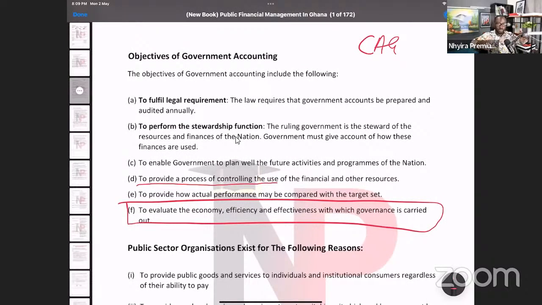Okay, the reason we want to prepare financial statements, the reason why we want to keep records using the GIFMIS, the reason why we are doing budgeting, the reason why we do budget variance analysis, the reason why we do all of those things is to fulfill the legal requirements, to perform the stewardship function, to plan for the future, to control the resources of government, and most importantly, to be able to evaluate value for money, to ensure that resources are obtained at the least cost, they are used for their intended purposes, and we are getting the best possible outcome, and that resources are distributed equitably among the intended beneficiaries. These are the objectives of government accounting. Any questions, please?